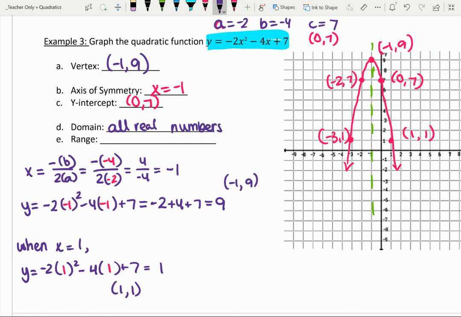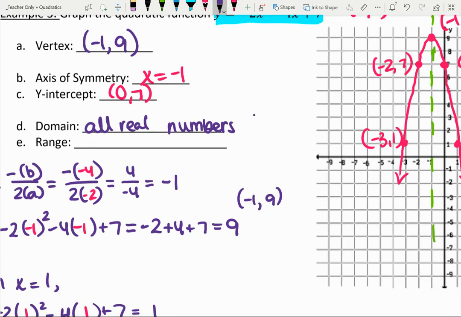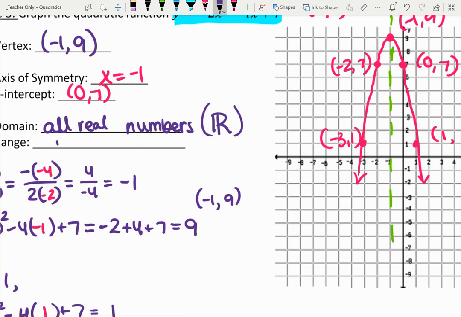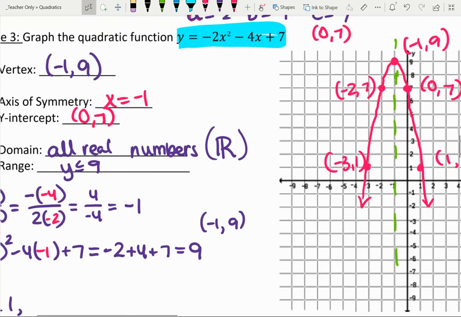And you might start to see this symbol. It's a capital R, but it's got like 2 back legs there. That's the same thing. It means all real numbers. And then our range here is all the y values less than or equal to 9, because the vertex (-1, 9) is a maximum of our graph.